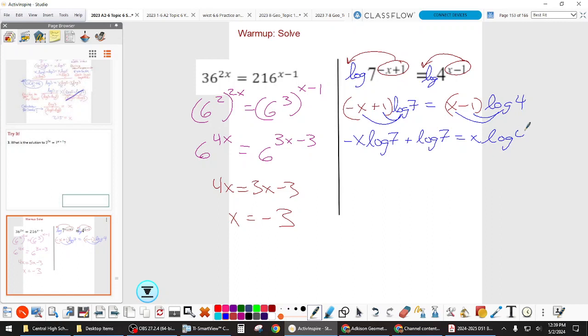Put your x out front, that way it doesn't look like it's log of 4x or log of 7x, so put the x out front. Okay, next step is to get the x logs together. And it doesn't matter which side you get it on, but I would probably recommend getting rid of this negative one. So now we're getting our x logs together, and we need to get the other ones together as well. So in our notes it says, have the other stuff on the other side. Essentially that's what it says.